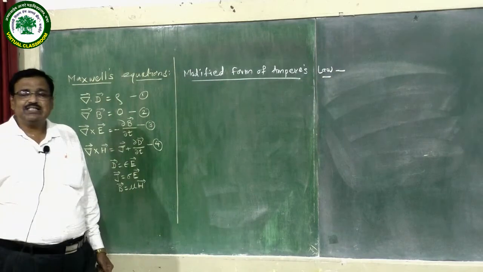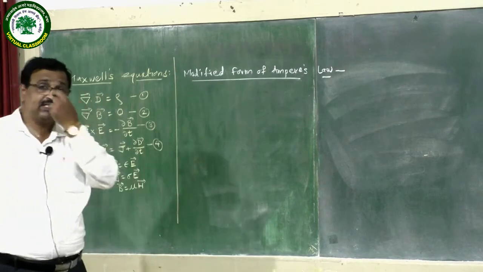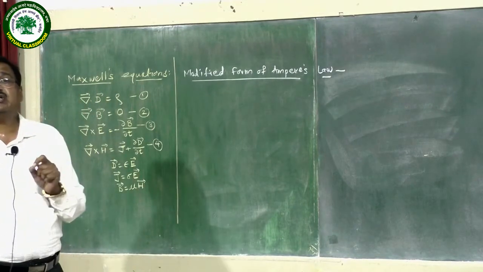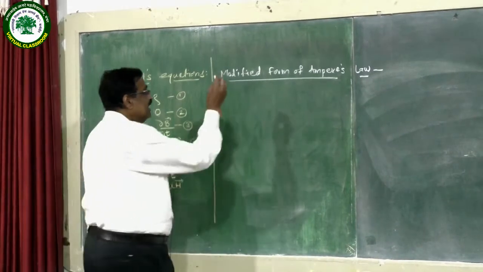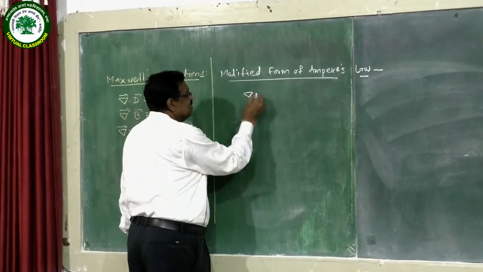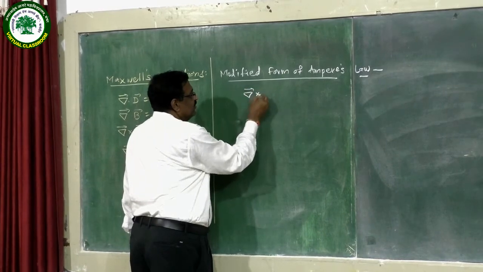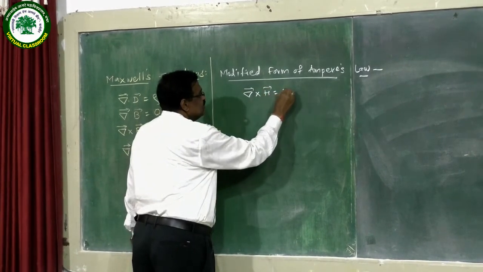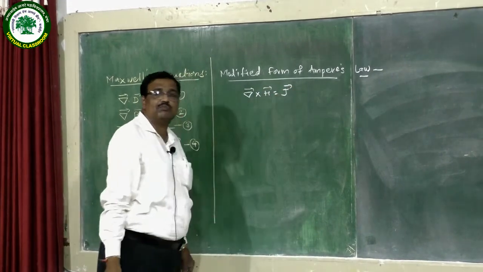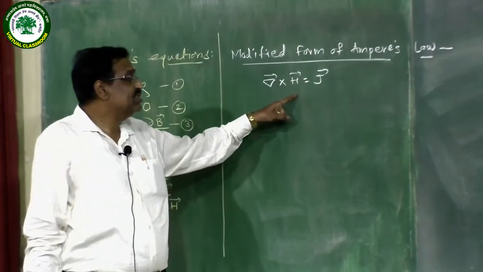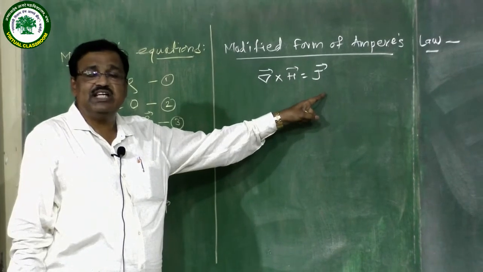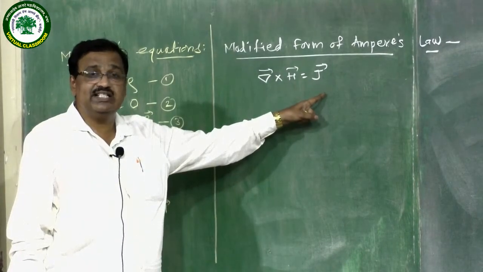In the previous lecture we already saw that Ampere's law is written in terms of magnetic induction B as well as in terms of magnetic intensity H. The equation for magnetic intensity H is written as curl of vector H is equal to J. This equation is obtained from Ampere's circuital law, expressed in terms of magnetic intensity H, and it is related to J. J is known as the true current density.